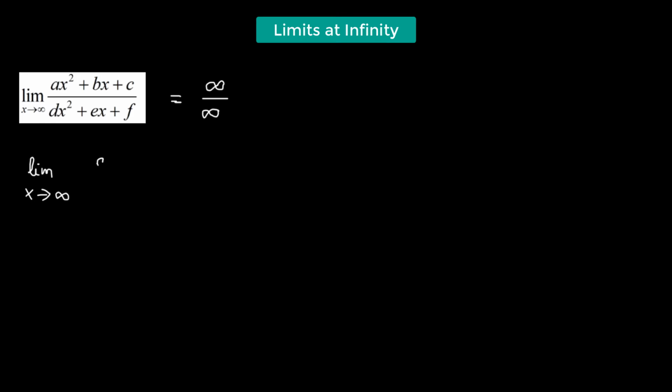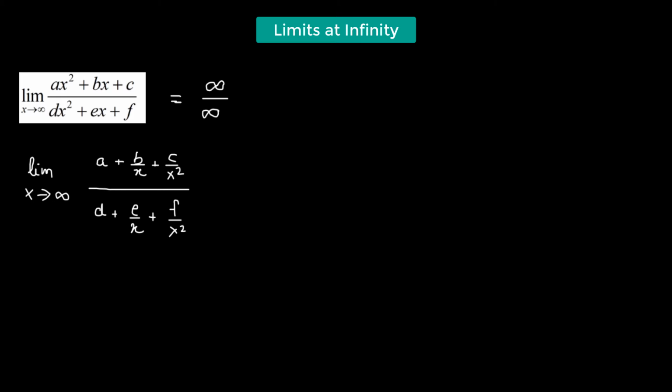So the first term will be simply a. The second term will be bx over x squared, so that will give us b over x plus c over x squared, divided by, now dividing each of the terms in the denominator by x squared. So the first term will be d, the x squared gets cancelled. We have ex over x squared, so that will give us e over x plus f over x squared.